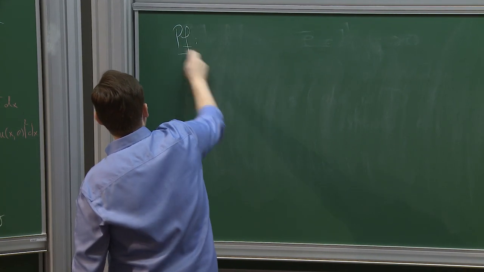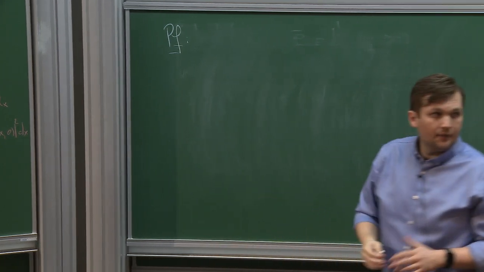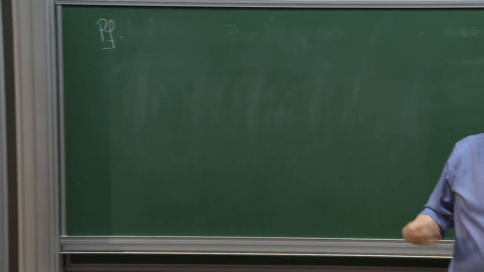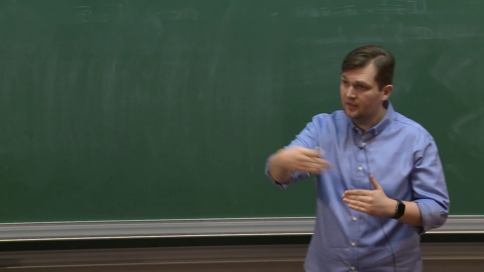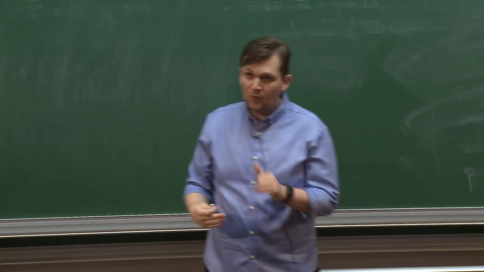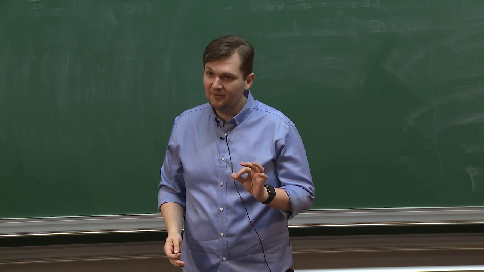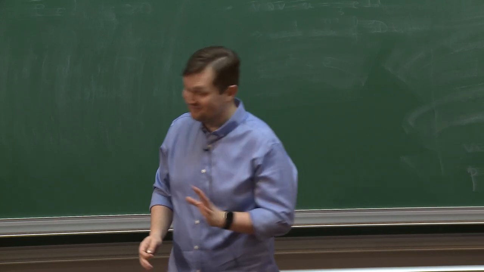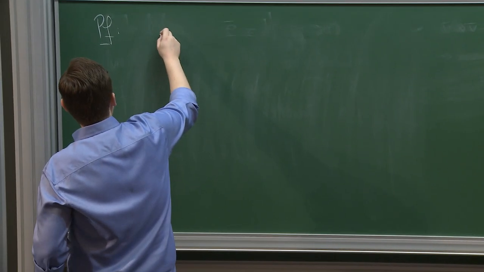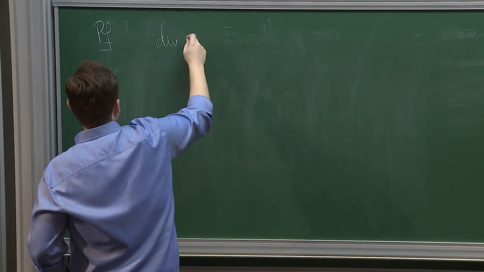So proof. The method of proof is really the same. We are going to construct an iteration. There is one major difference. Instead of calling the iteration number k, we're going to call it q. So we will solve iteratively this equation.